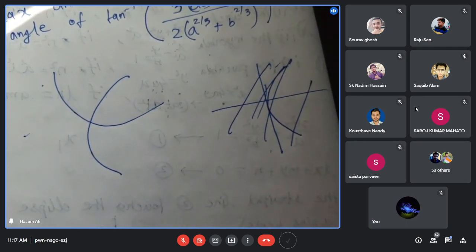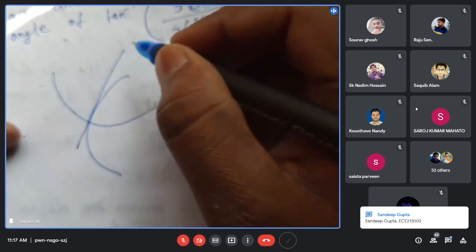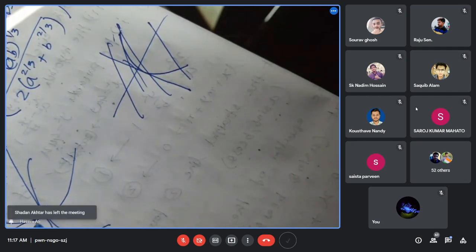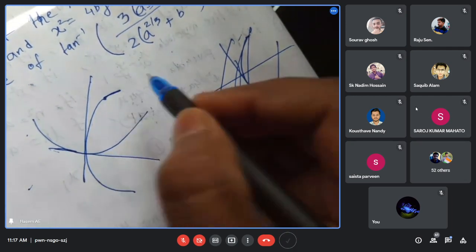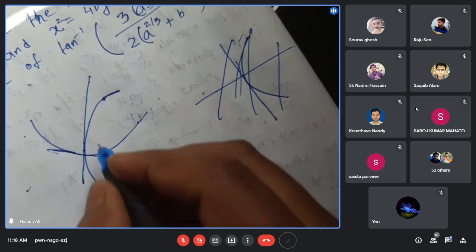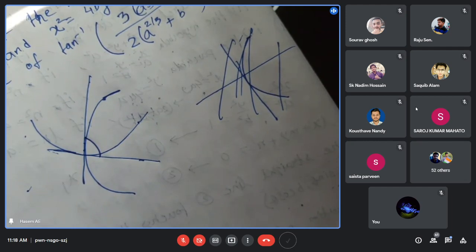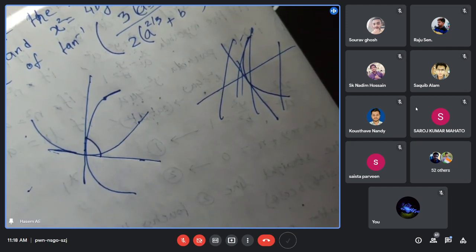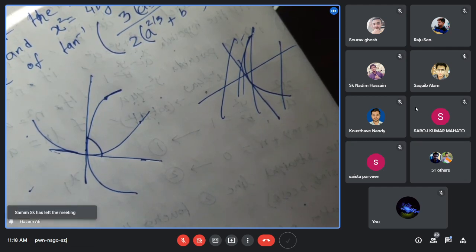Then the angle between them is like the angle between their tangents. Let this be one tangent and this be the other tangent. This tangent touches this parabola, and this tangent touches the other parabola. So these are two straight lines, and the angle between them is this angle. That means the angle between the tangents is the angle between the parabolas, defined at the point of intersection.